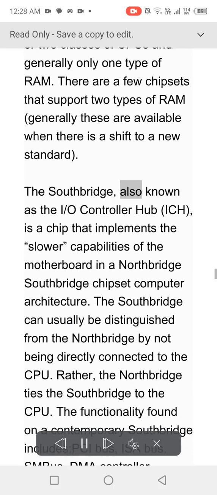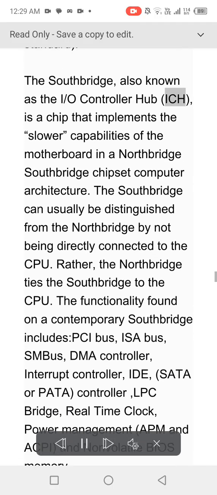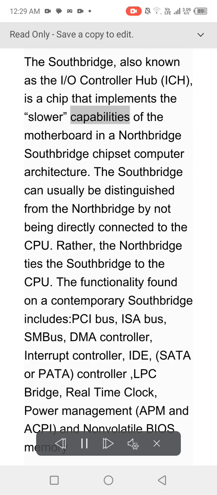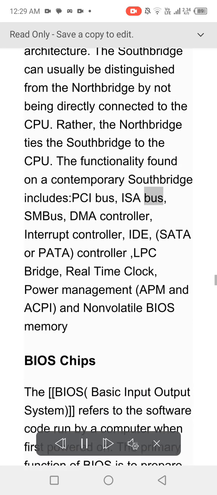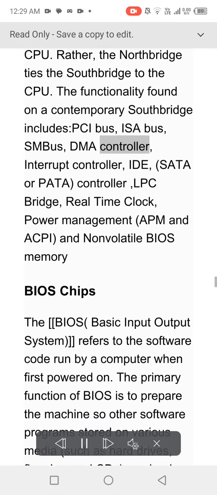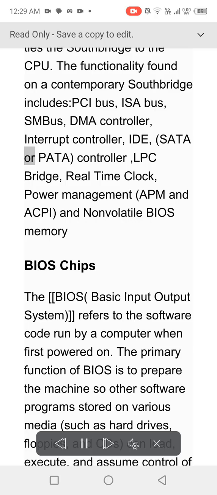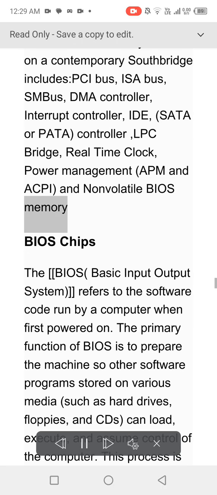The South Bridge, also known as the I/O Controller Hub, ICH, is a chip that implements the slower capabilities of the motherboard in a North Bridge-South Bridge chipset computer architecture. The South Bridge can usually be distinguished from the North Bridge by not being directly connected to the CPU. Rather, the North Bridge ties the South Bridge to the CPU. The functionality found on a contemporary South Bridge includes PCI bus, ISA bus, SM bus, DMA controller, interrupt controller, IDE, SATA or PATA controller, LPC bridge, real-time clock, power management, APM and ACPI, and non-volatile BIOS memory.